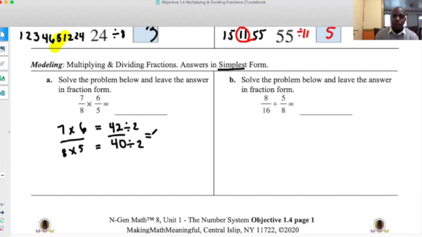When I divide both of these numbers by 2, I end up getting 21 over 20, which, believe it or not, is in simplest form. So the answer is 21 over 20.